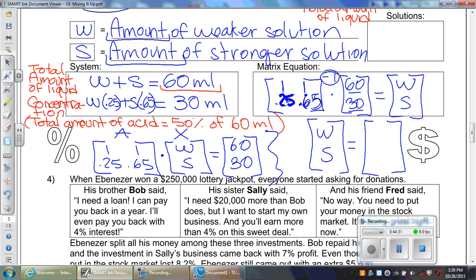17.42 and 42.2? Oh wait, no. Okay. I got 22.5 and 37.5. Now we could check, let's see, if we add 22.5 plus 37.5, how many milliliters do we get? 60. Yeah, and that's what we wanted, right? So yes, we're going to say that the amount of the weaker solution will be 22.5 milliliters, and the amount of the stronger solution will be 37.5 milliliters.